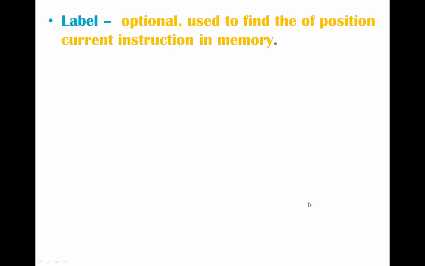Now let's explain the meaning of each field. Over here we have the label field, and as we mentioned earlier, it is optional. It is used to find the position of the current instruction in memory. That is why we can use the label field to jump to a particular instruction, because the label field finds the position of that instruction.